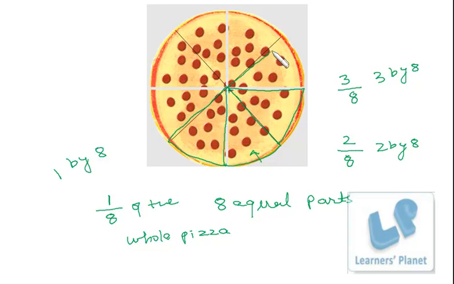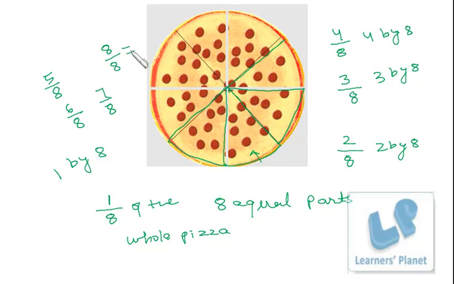Okay? And if you eat 4, then what you say? I eat 4 by 8 of pizza. Okay? Similarly, 5 by 8, 6 by 8, 7 by 8 and 8 by 8. 5 by 8 if you are eating 5 pieces out of 8, 6 by 8 if you are eating 6 pieces, 7 by 8 if you are eating 7 pieces. And 8 by 8, that means you are eating 8 pieces out of 8 pieces. That means you are eating the whole pizza. That means 8 by 8 is actually 1. That means whole. If this and this are the same, then we call it a whole, 1. Okay?